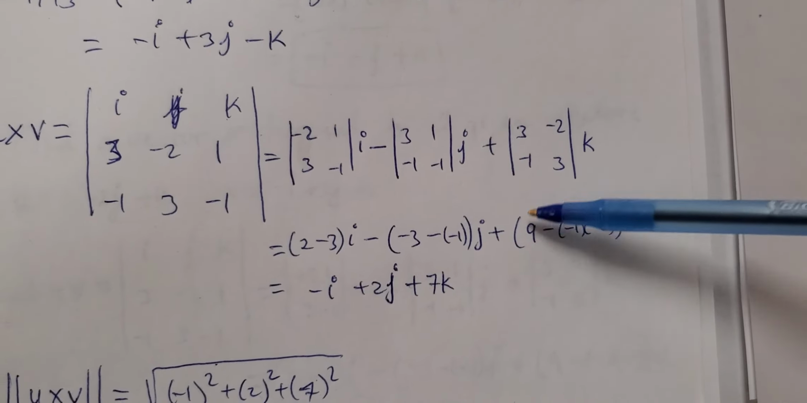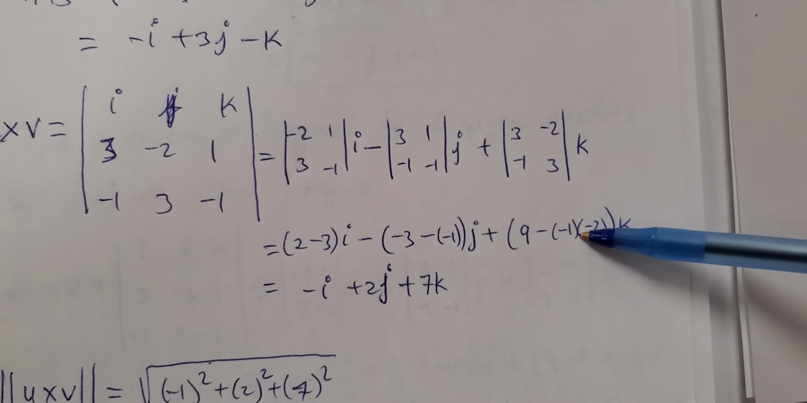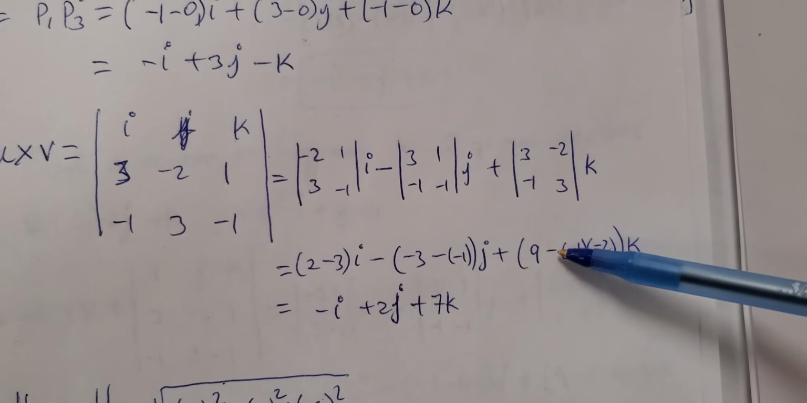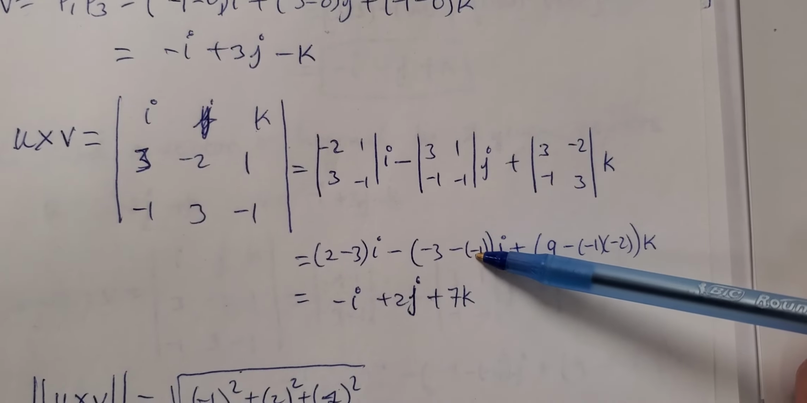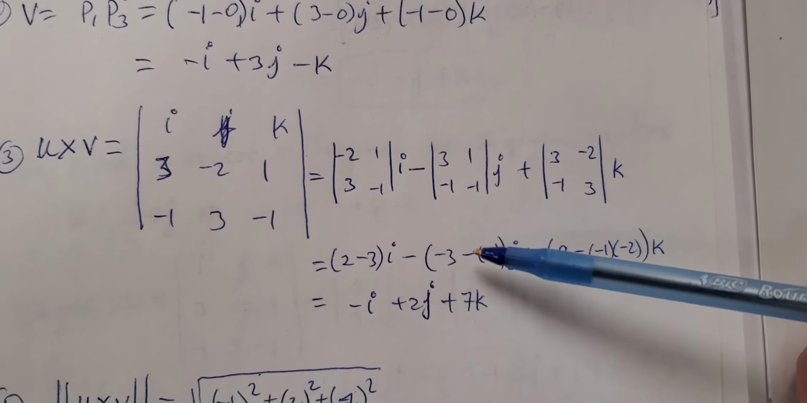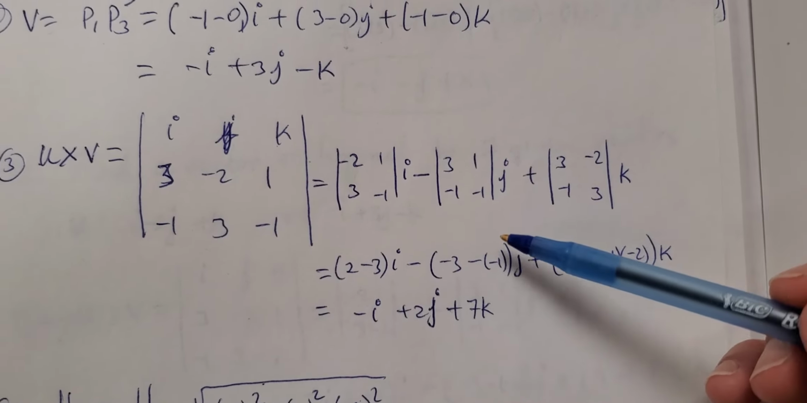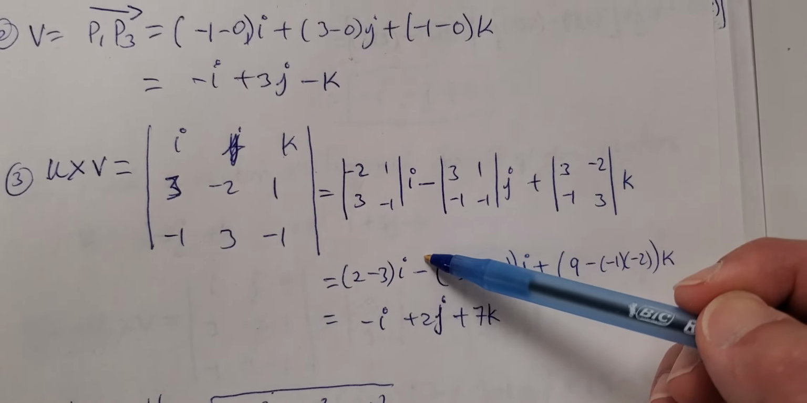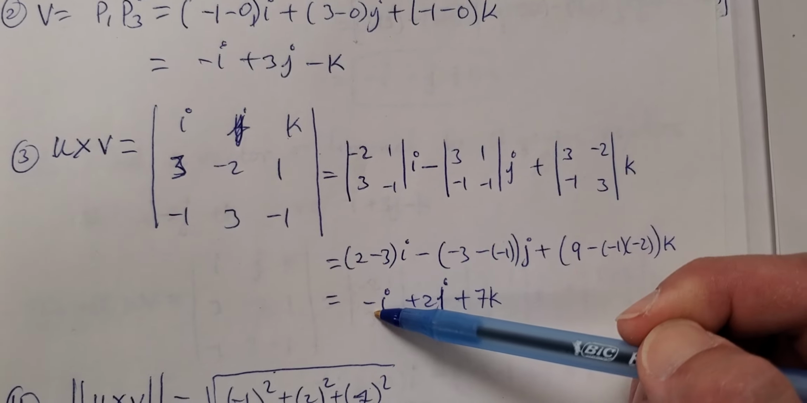3 times 3 is 9, followed by minus -1 times -2 right here, which is +2. So 9 subtract 2 gives me +7. This gives me +1, so -3, +1 is -2, but I also have another negative outside, so +2. And then 2 subtract 3 is -1.